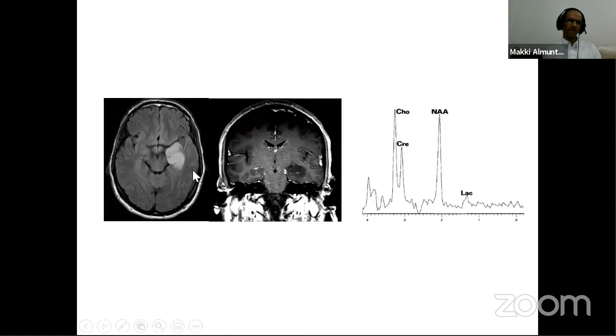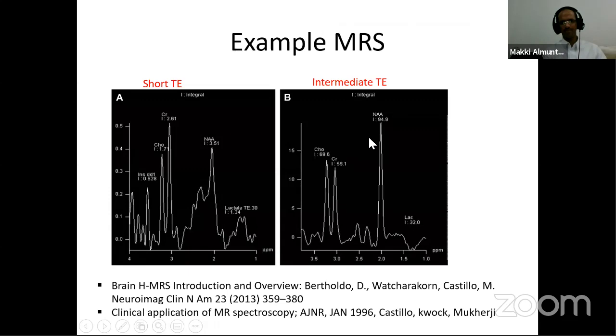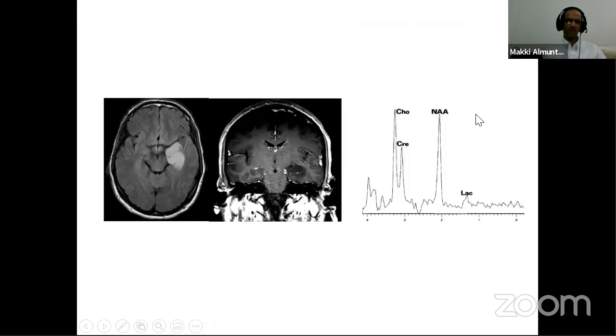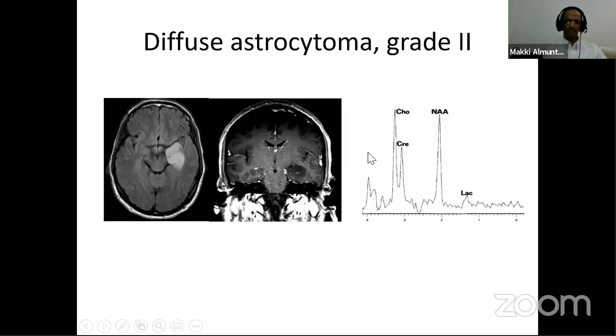This is an example of a non-enhancing tumor in the mesotemporal lobe. As I showed in the previous talk, this is a low-grade glioma. And when we did single voxel spectroscopy, it shows reduced NAA and slightly increased choline compared to the normal one. This indicates that it's a low-grade glioma. So it's diffuse astrocytoma, grade 2. Grade 1 and 2 are low-grade. Grade 3 and 4 of the primary brain neoplasms are the higher grade. Nothing called intermediate brain neoplasm.